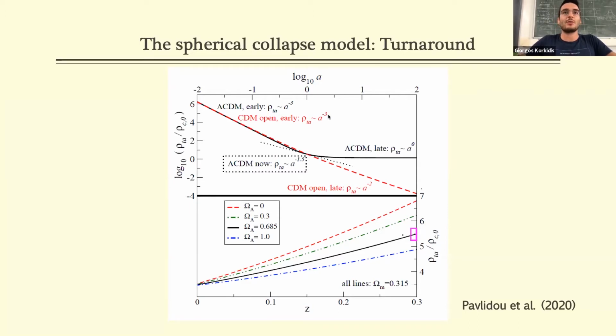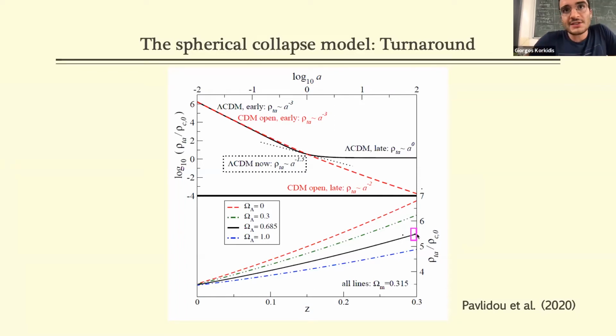More specifically, the turnaround density is expected to asymptotically reach a constant value at late times in a lambda CDM universe, which would mean a halt in the structure growth of halos, dark matter halos, whereas in an open CDM universe, we have a continuation of that. The bottom panel plots essentially the same thing, the evolution of the turnaround density, but for different values of the cosmological constant, omega lambda. And as we can see, already at a redshift of 0.3, the x-axis being the redshift, we can start to distinguish between universes with different values of the cosmological constant.